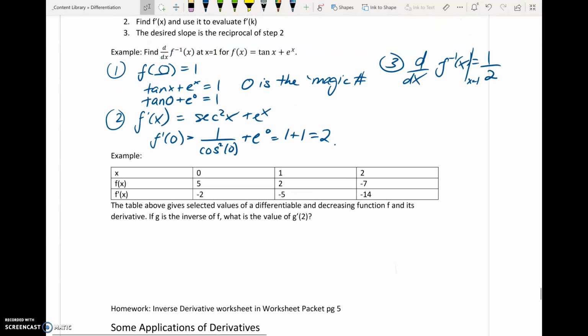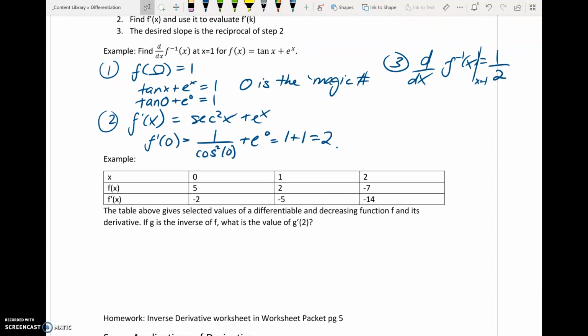Let's try a different example. In this case, we're given a table of values instead. We're going to follow the same 3 steps though. We want to find the magic number, and in this case, g is the inverse of f, so we want to find the value of g prime of 2. That means our x value is equal to 2. So f of what is going to give us 2? If we look at our table of values, it looks like f of 1 will give us 2. So 1 is going to be the magic number.